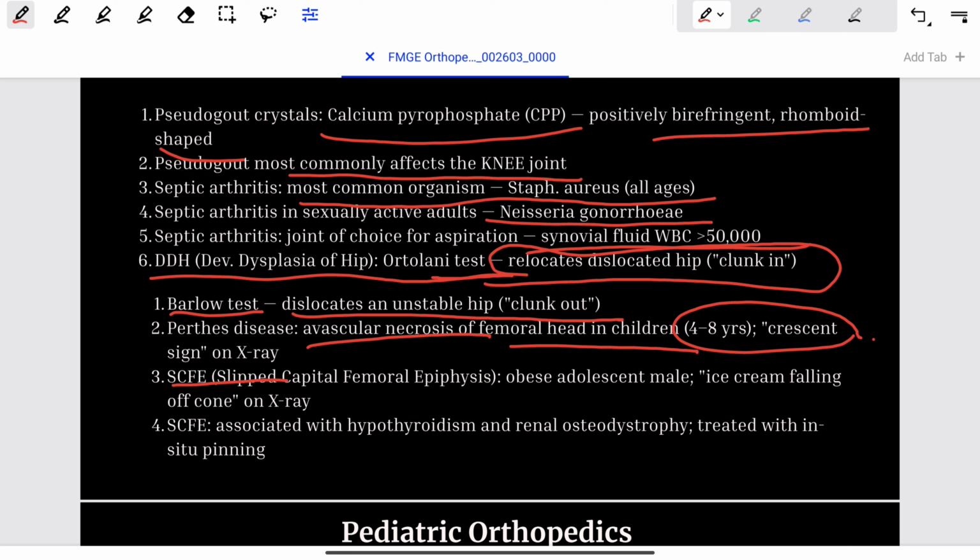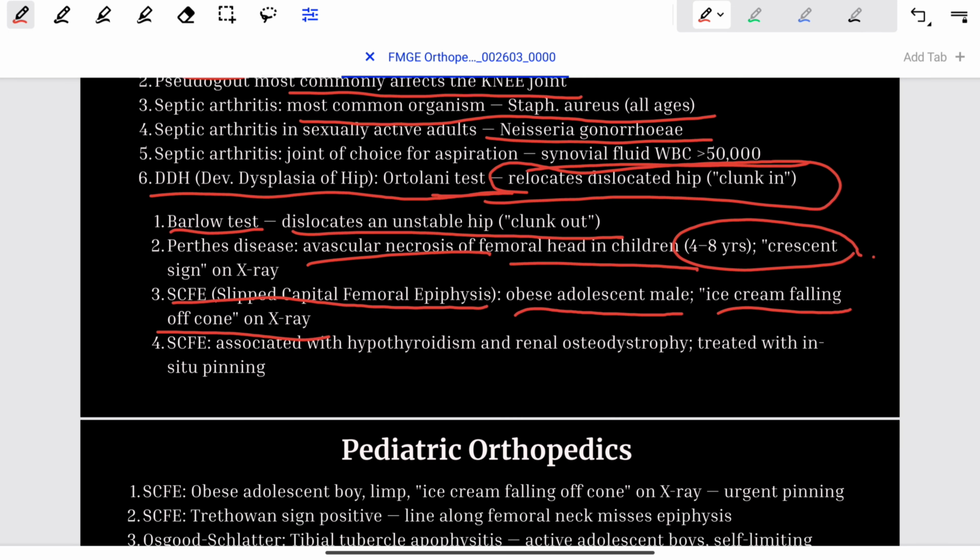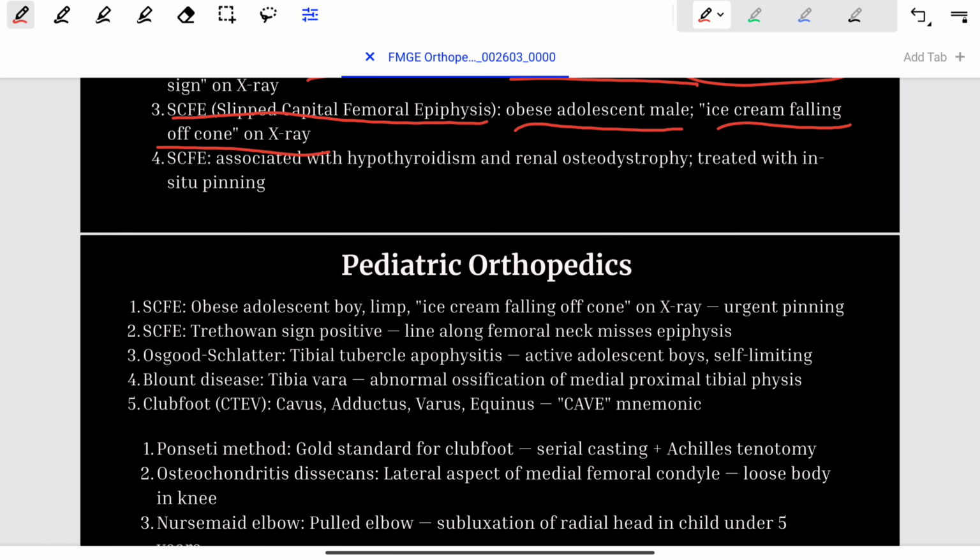SCFE, slipped capital femoral epiphysis, classically occurs in obese adolescent boys. In this, ice cream slipping off the cone is a characteristic X-ray appearance and treatment is in situ pinning.